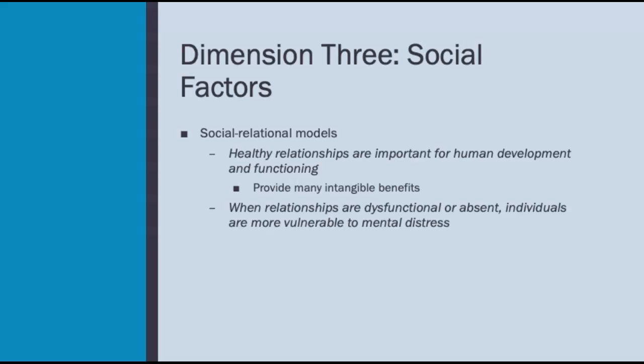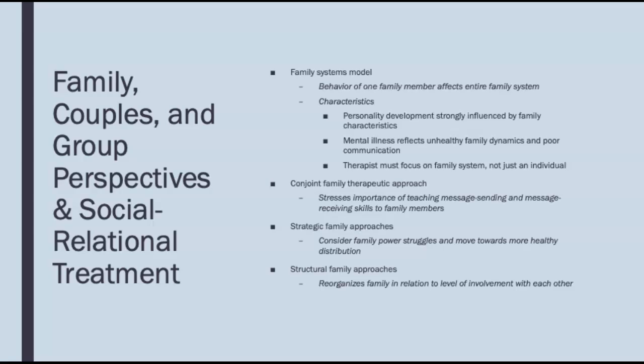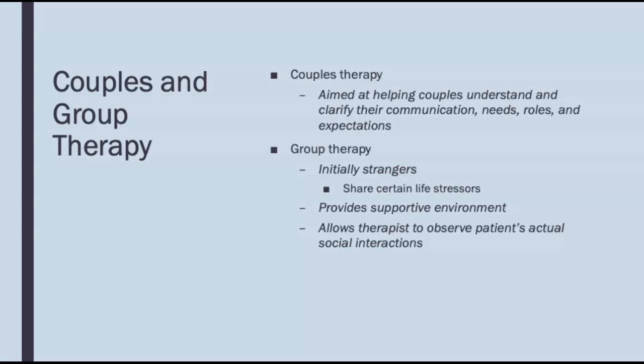So Dimension 3, social factors, looks at social relational models. Healthy relationships are really important for human development and social functioning. And when relationships are dysfunctional or absent, individuals are more vulnerable to mental distress. There's the family systems model, conjoint family therapeutic approach, strategic family approaches, and structural family approaches within this model. There is couples therapy and group therapy.